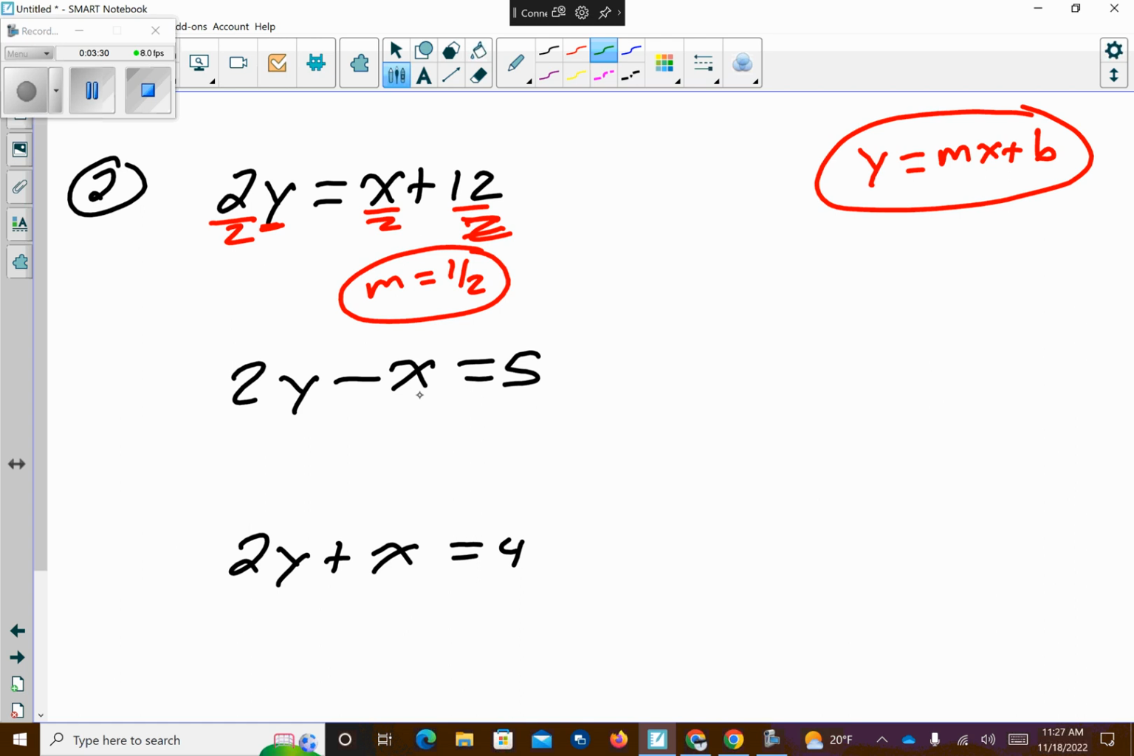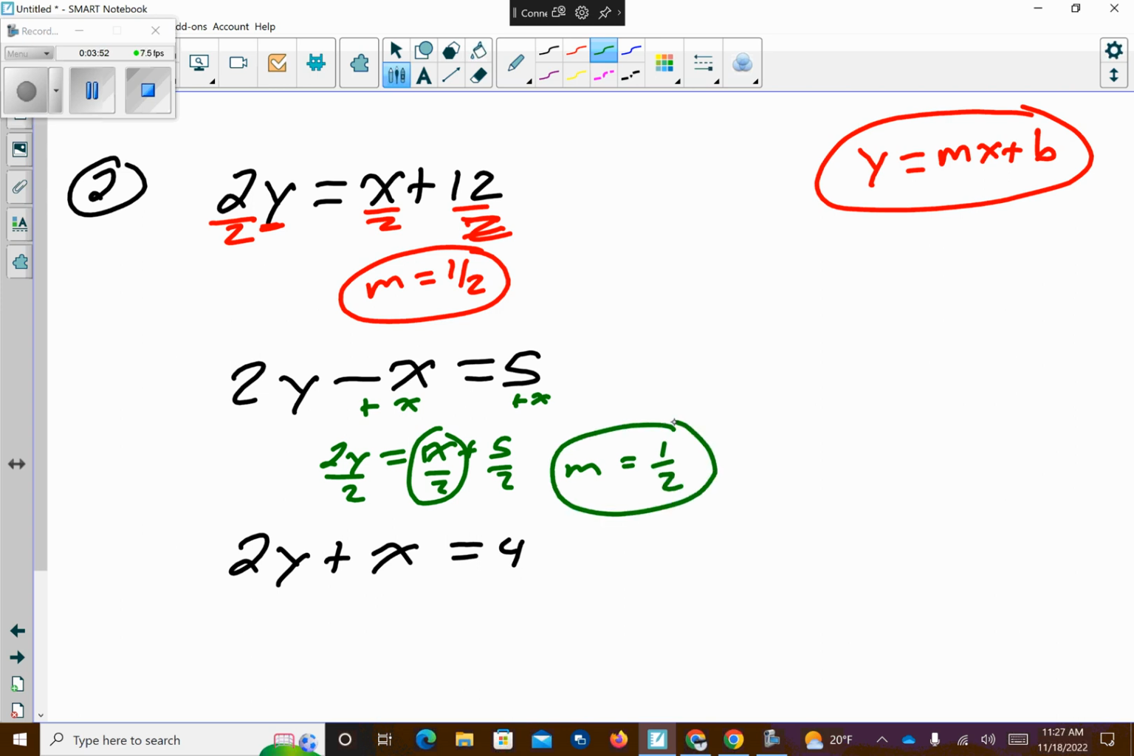Next problem. Done the exact same way. I want to get y by itself. But I have a little bit more. So I'm going to add x to both sides first. I divide everything by 2. So I find the slope on this one is right here. It's 1 over 2. What can you tell me about the red slope and the green slope? They're the same. So what can you tell me about these two lines? They are parallel. So these are parallel lines.